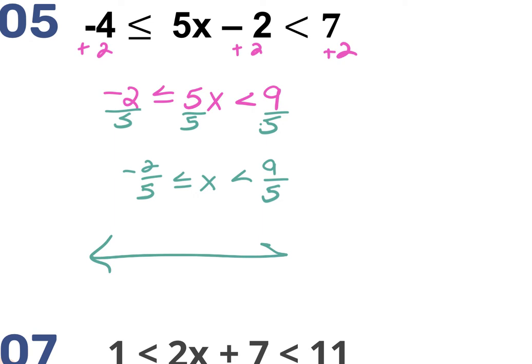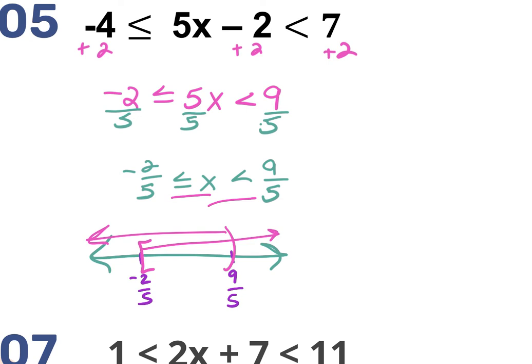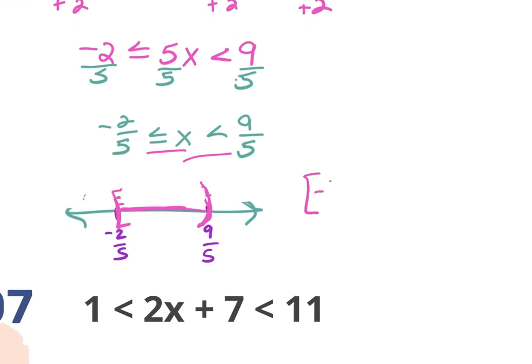All right, so I'm going to graph my number line. Negative 2/5 is smaller than 9/5. The negative 2/5 gets a bracket, and we're saying x is greater than, so it would point this way. The 9/5 gets a parenthesis, and we're saying it's less than, so it would point this way. And then again, remember, we're only doing where this overlaps for an and statement. So it's bracket negative 2/5, parenthesis 9/5. And my interval notation mirrors that: negative 2/5 to 9/5, bracket on the negative 2/5, parenthesis on the 9/5.